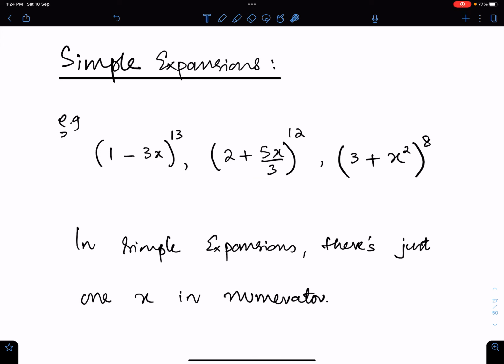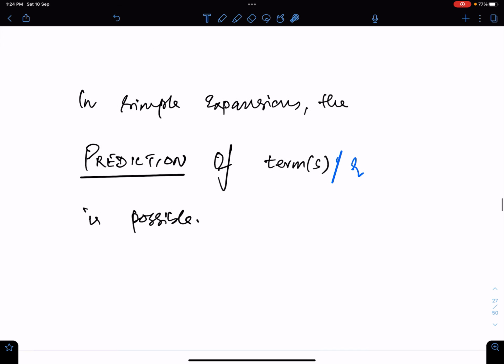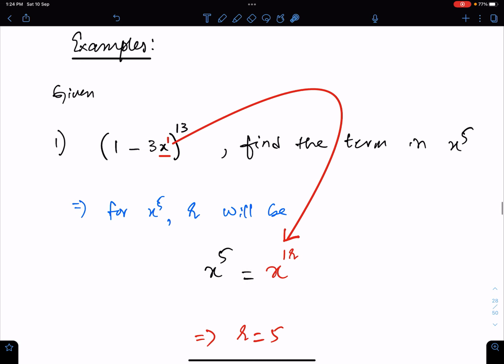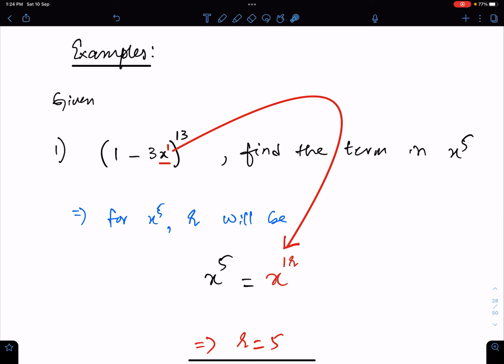In simple expansions, there is just one x which is a numerator. So if there is just one x and x is a numerator, then the expansion is known as a simple expansion. And the prediction of the term or the value of r is possible. Let's understand how to predict the value of r in simple expansions according to the requirement.